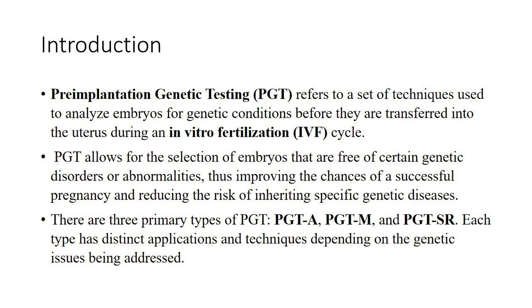PGT allows for the selection of embryos that are free of certain genetic disorders or abnormalities, thus improving the chances of a successful pregnancy and reducing the risk of inheriting specific genetic diseases. There are three primary types of PGT: PGT-A, PGT-M, and PGT-SR. Each type has distinct applications and techniques depending on the genetic issues being addressed.